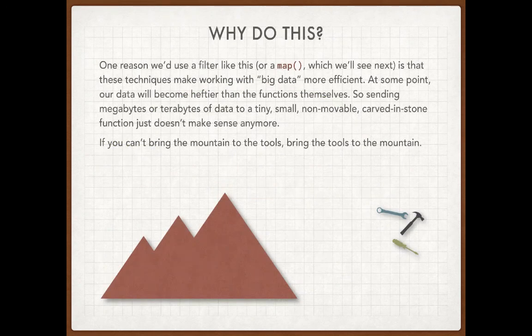Why would you want to do this? It just seems kind of weird maybe, especially with only 4 elements in a list. But the filtering operations that we're doing here, as well as the mapping operations, which we're going to see in the next video, are ways that we work with big data. And big data is a big deal, right? What happens if we get too much data is that our data looks like a mountain, and the little tools that we're using are so much smaller.